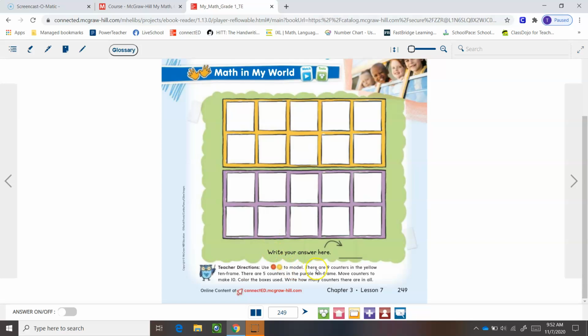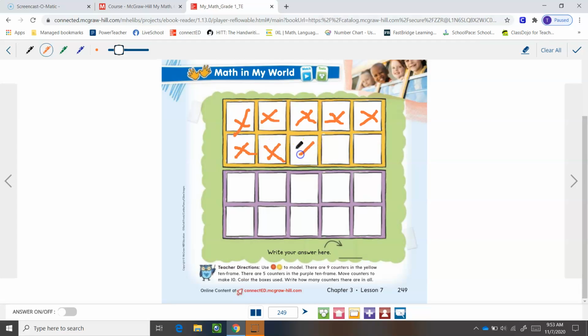So this first one, it says there are nine counters in the yellow tens frame. So if I put my 9 counters up here, I know just by counting on a tens frame, the top row has 5. So I know that there's already 5. Then I can count on 6, 7, 8, 9. Or you may be familiar that there's already 10 here, and I know one less than 10 is 9. So that gives me my 9 counters.